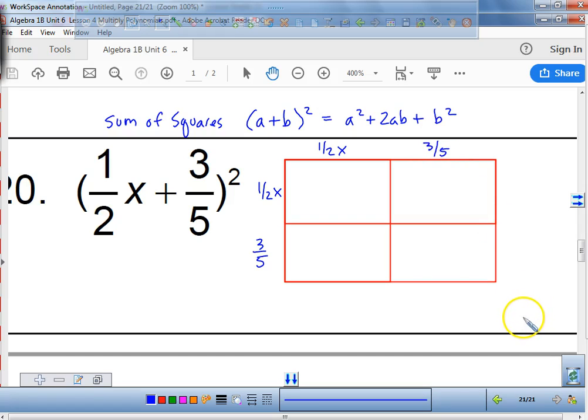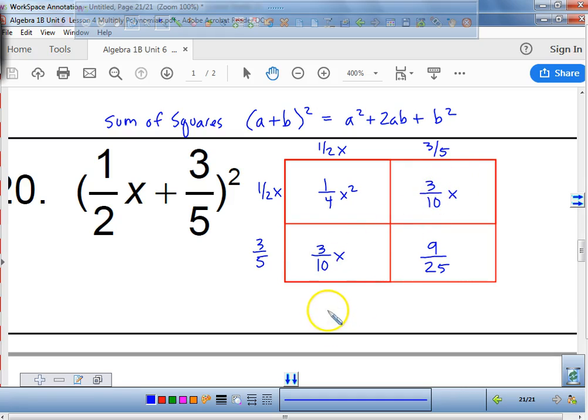That's how we set it up. Now, if I do 1/2 of an x times 1/2 of an x, that's 1/4 x squared. Good. But if I do 1/2 x times 3/5, that gets me to 3/10 x. And over here, this would also get me to 3/10 of an x. And this right here would be the product at the very end, 9/25. What do we have to add together? We have to add those together.